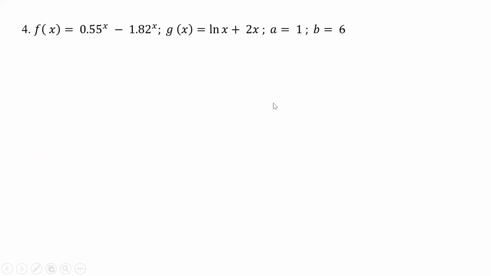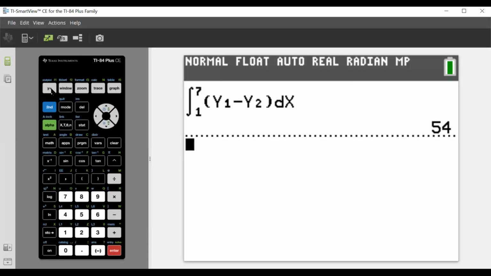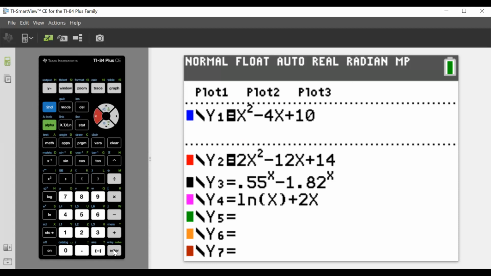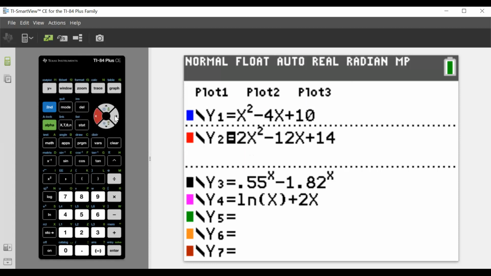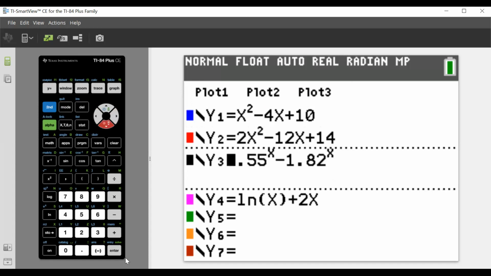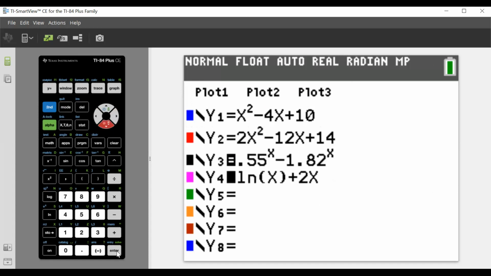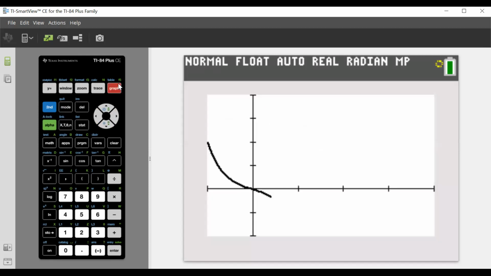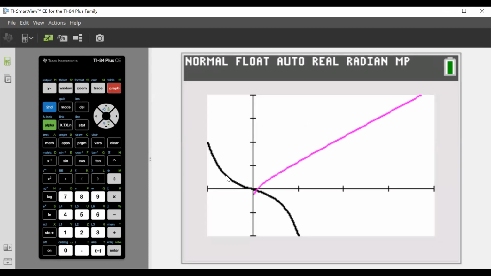All right, what about the next one? Well, same thing, different functions. So let's go back, and I've already put these in, so I'll have to turn these two off so we can see only the equations that we want. We'll turn that one on, and that one on, and now we should have those two. It looks like we have the black one going down, then the pink one going up. The pink one is the ln x one, which is our g of x, and our f of x is the one that's going down.